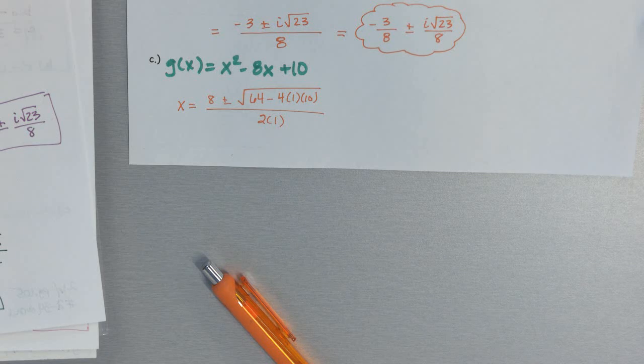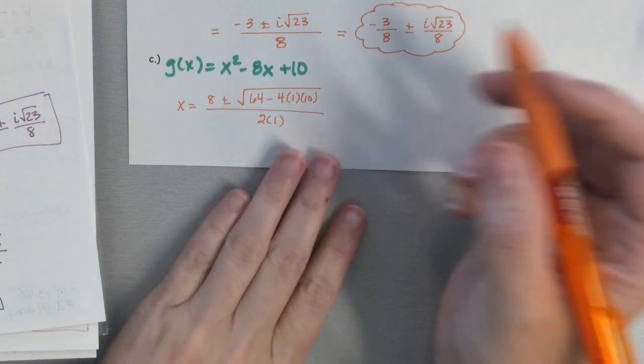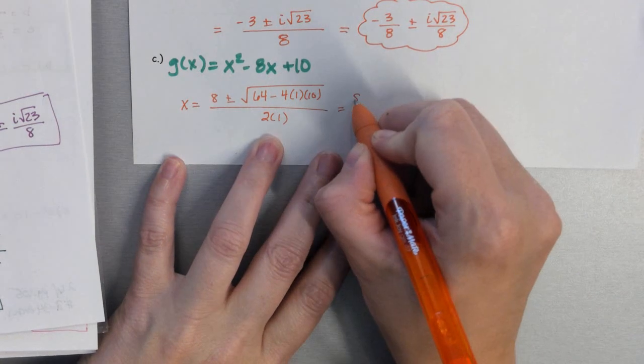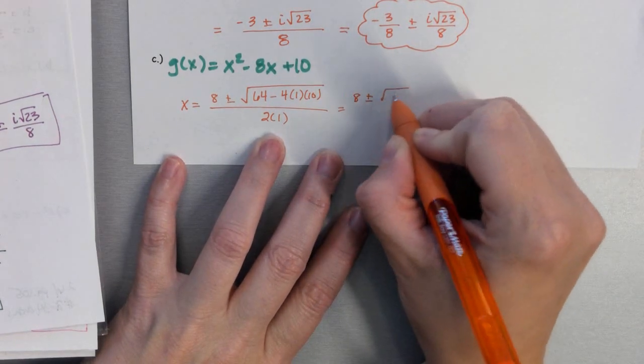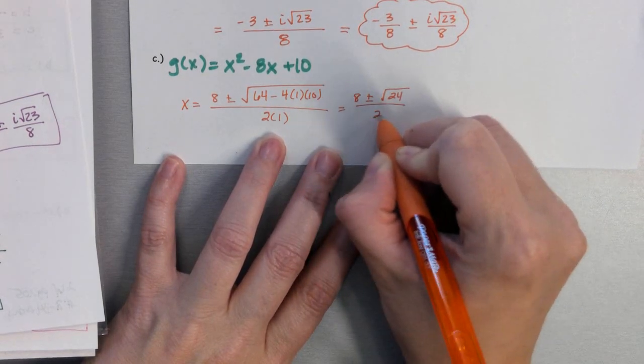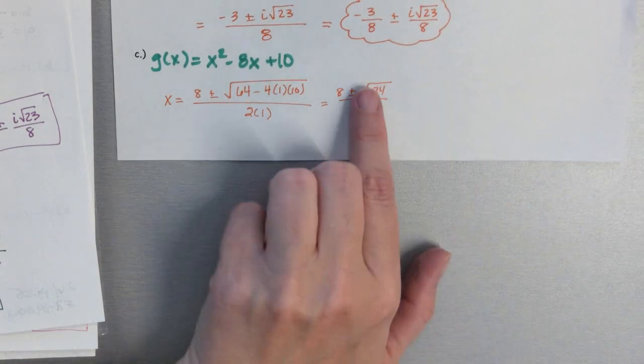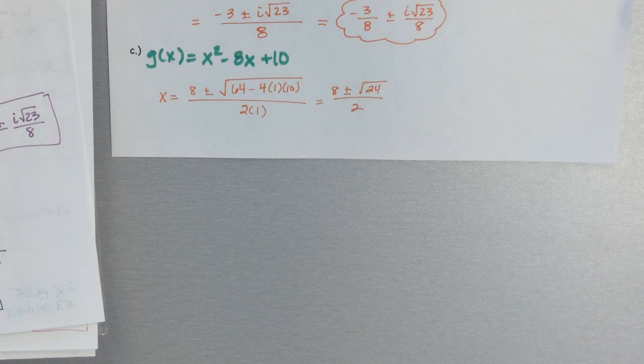8 plus or minus root 64 minus 4 times 1 times 10. Okay, so 4 times 10 is going to be 40. So when we subtract, 64 minus 40 is going to leave you with what? 24. Okay, so I'm fine if you just go here, divided by 2. Now, with radicals, we have to find the perfect squares.